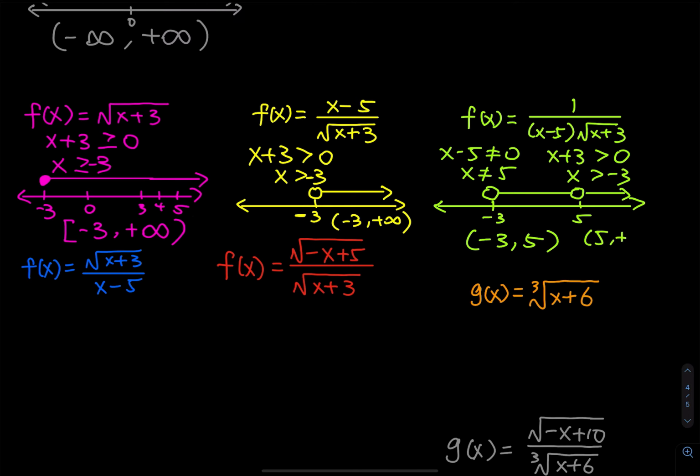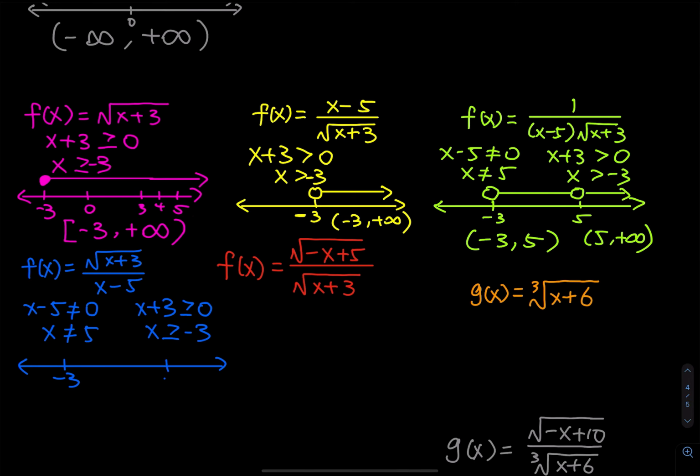Okay, the blue one. This time we have a square root on top and then x minus 5 in the denominator. So x minus 5, no 0. X cannot be equal to 5. Okay, and then the one on top, we will do x plus 3 must be greater than or equal to 0. All right, so x must be greater than or equal to negative 3. And then here is the number line. You have a negative 3, you have a 5, greater than or equal to negative 3. And then you take out 5, and then you keep on going. So this is a square bracket, negative 3 to positive 5, and then from 5 to positive infinity.